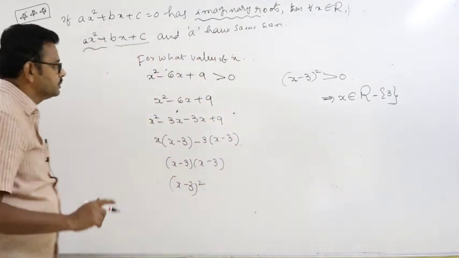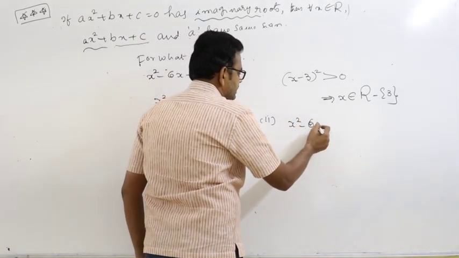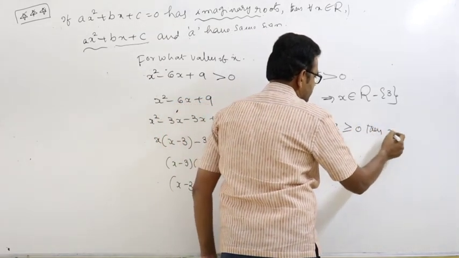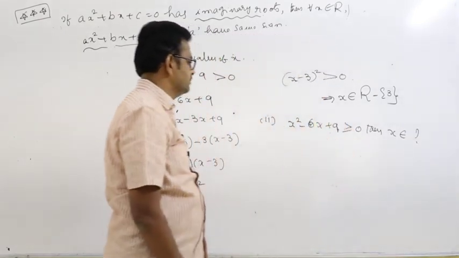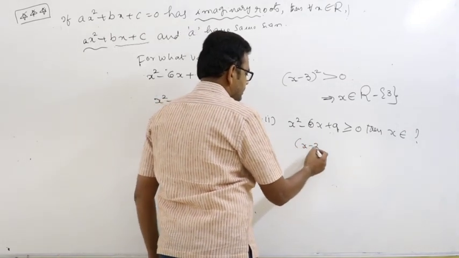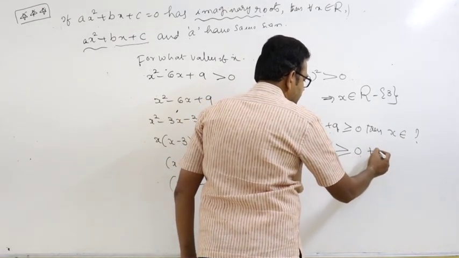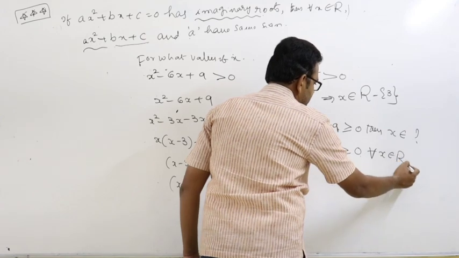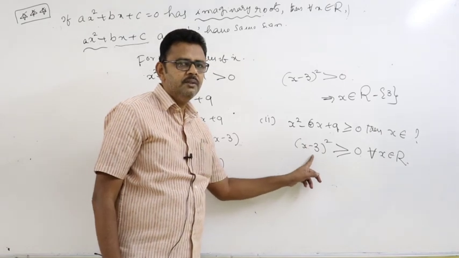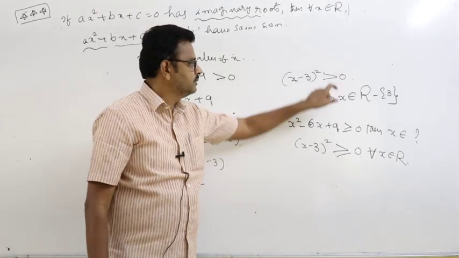Suppose I give the question x square minus 6x plus 9 is greater than or equal to 0. Then x belongs to what? Then what is your answer? This can be written as x minus 3 whole square. Clearly, this is greater than or equal to 0 for all real values of x. Suppose I write x equal to 3, this becomes 3 minus 3, which is 0, because it may be 0 or greater than 0. So see the difference between these two.